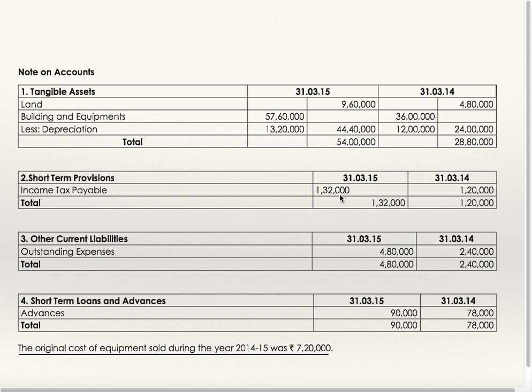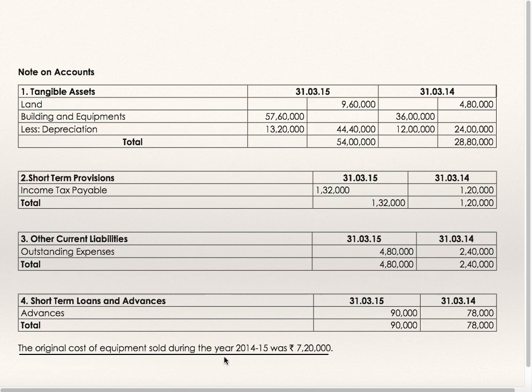Short-term provisions. Provision for taxation, opening and closing is given. Other current liabilities, in that you have outstanding expenses. Short-term loans and advances. Note number 4, advances, opening and closing.